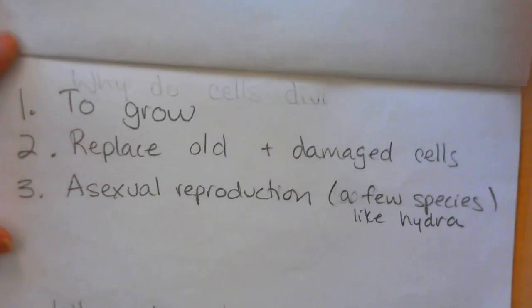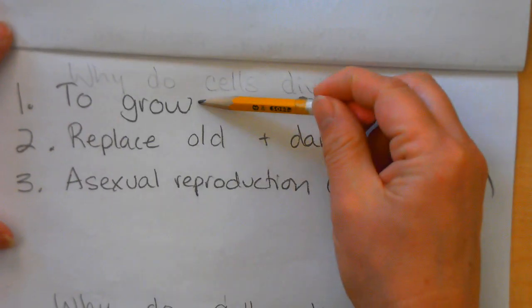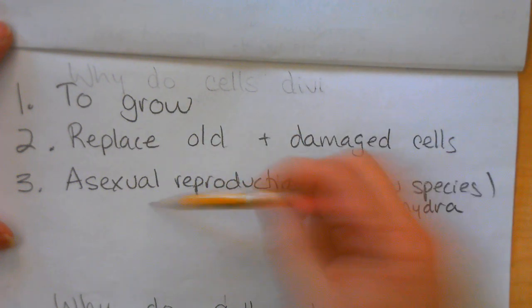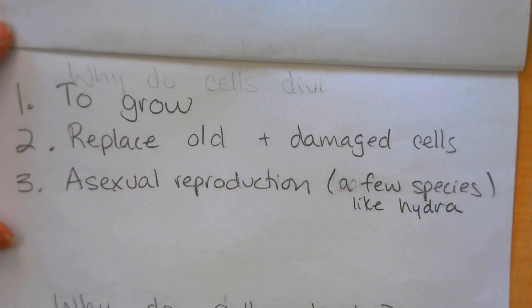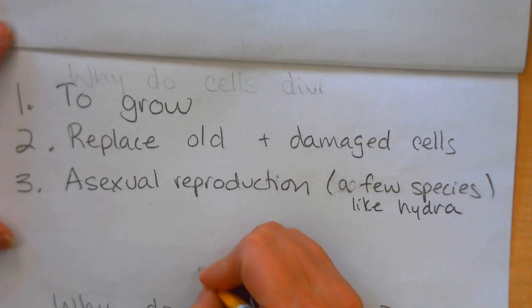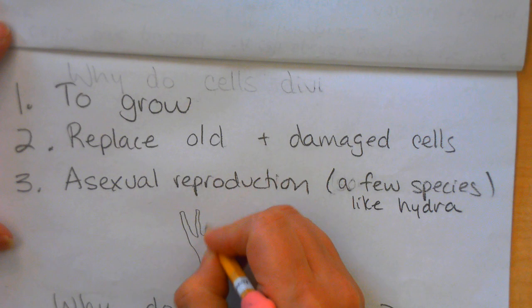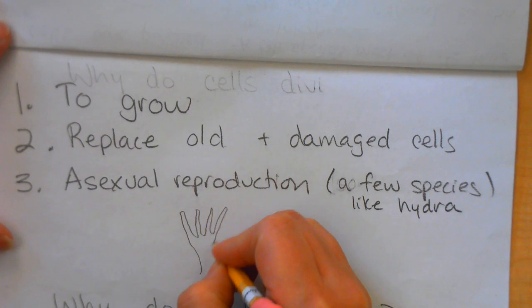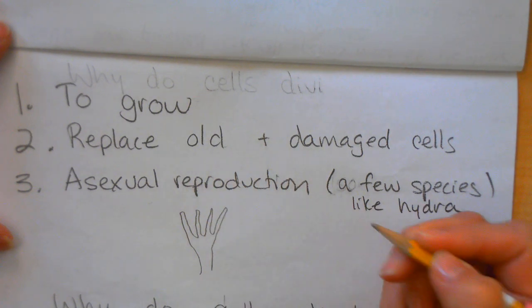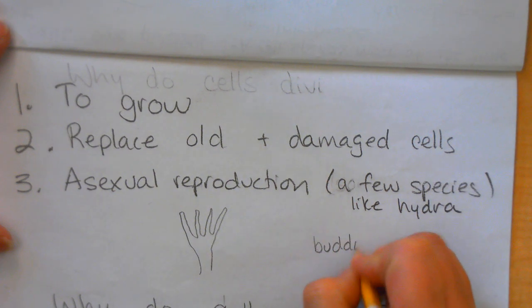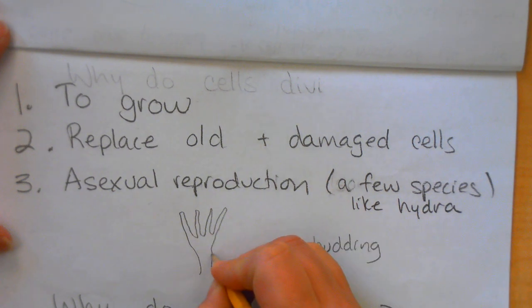Why do cells divide? To grow, to replace old and damaged cells, and for asexual reproduction. A species, like you might remember from our lab, we saw hydras in the pond water. They had these like tentacles, and they were really cool. Well, a way that they can reproduce is called budding. And it's where they grow a whole new little dude that's identical to them.